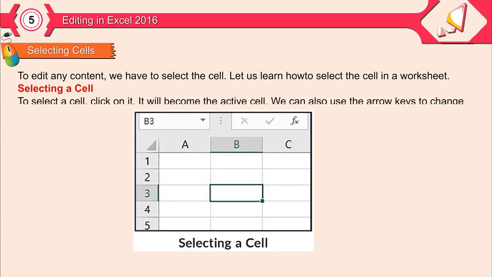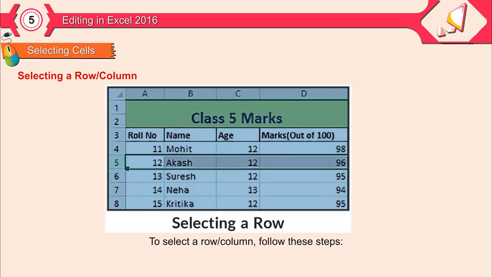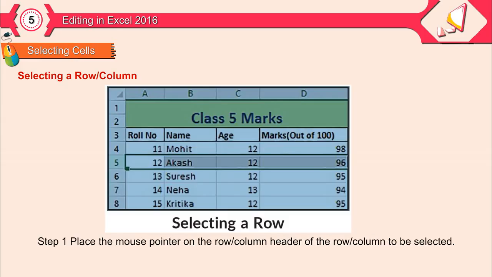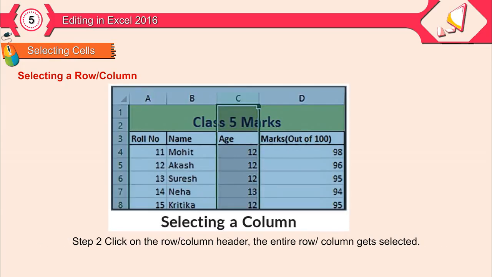Selecting a cell. To select a cell, click on it. It will become the active cell. We can also use the arrow keys to change the active cell. Selecting a row or column. To select a row or column, follow these steps. Step 1. Place the mouse pointer on the header of the row or column to be selected. Step 2. Click on the row or column header. The entire row or column gets selected.